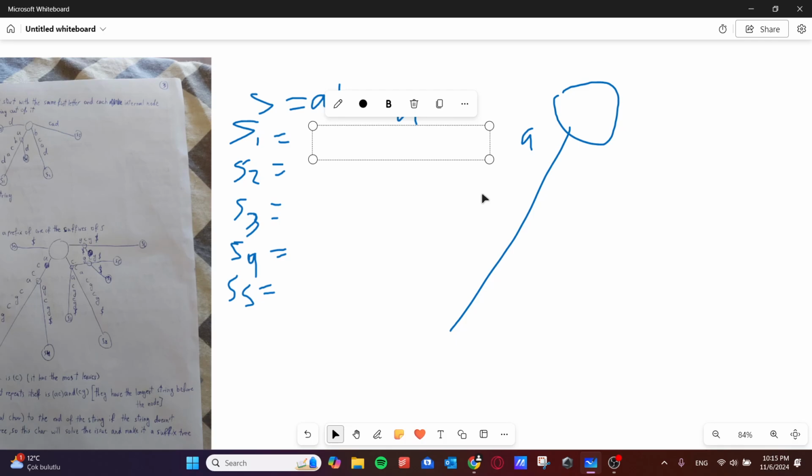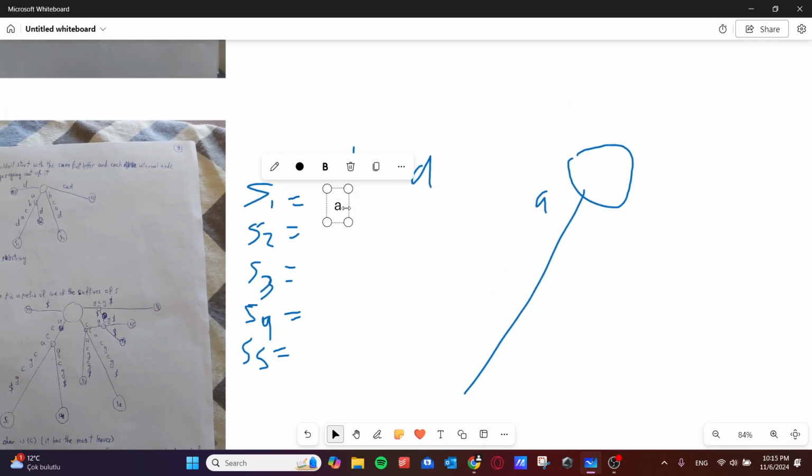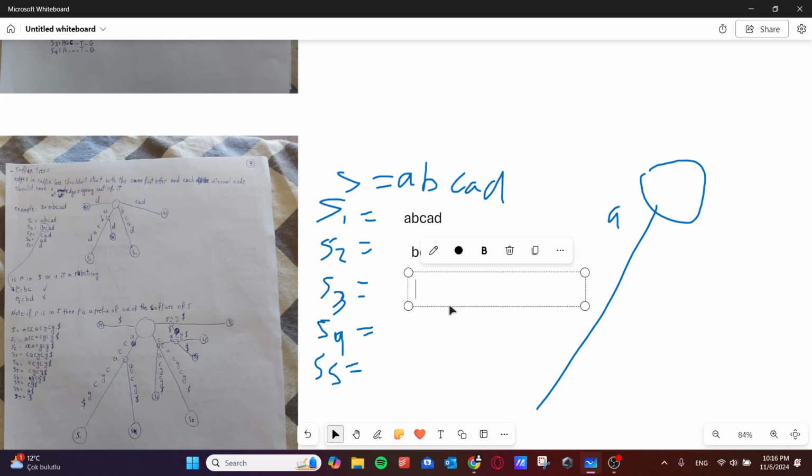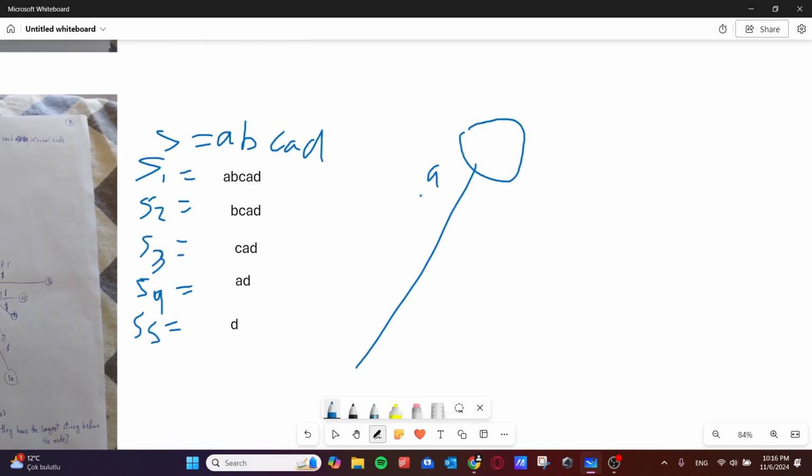Let me write it like this. The first one will be the same as the string, which is A, B, C, A, D. The second one will be B, C, A, D. So what we have done, we have deleted the first letter. Here we will repeat the same thing. We will delete the first letter. C, A, D. Here, A, D. Here, D. Okay, so now we will start drawing.